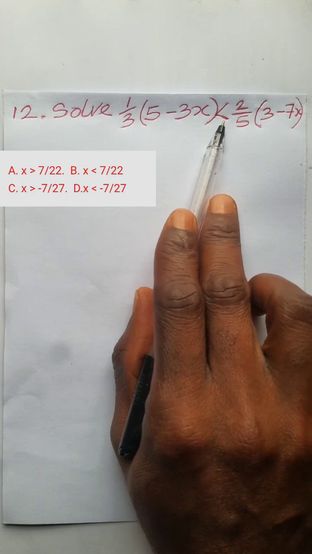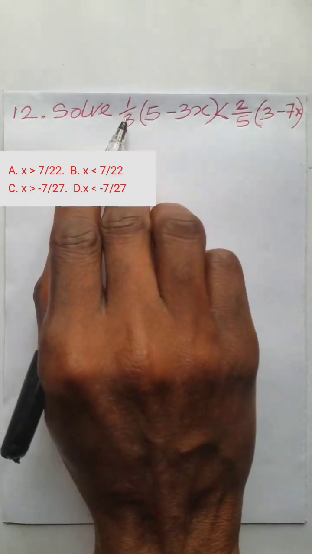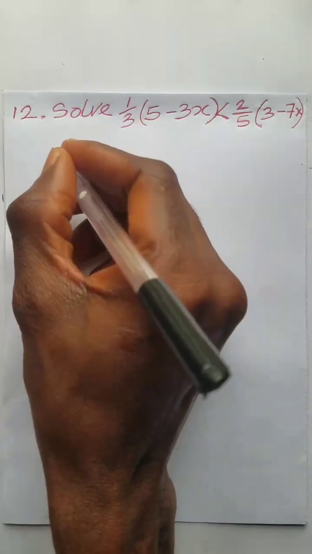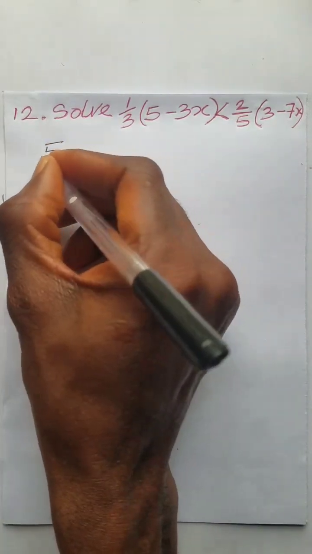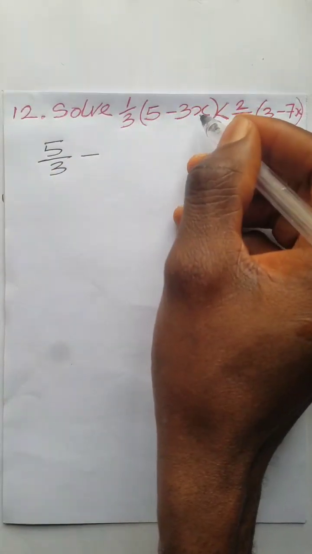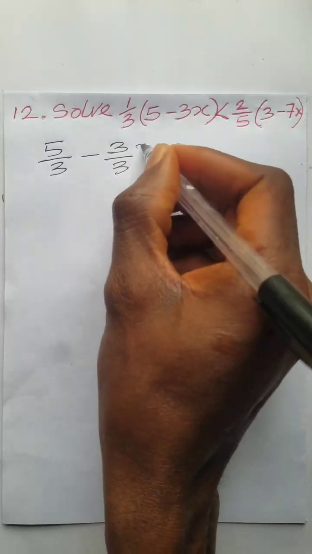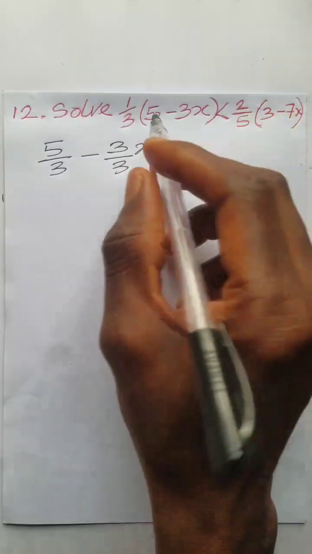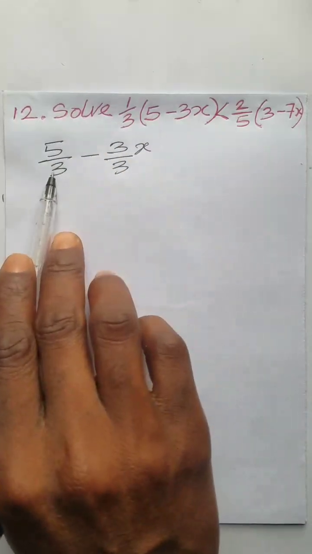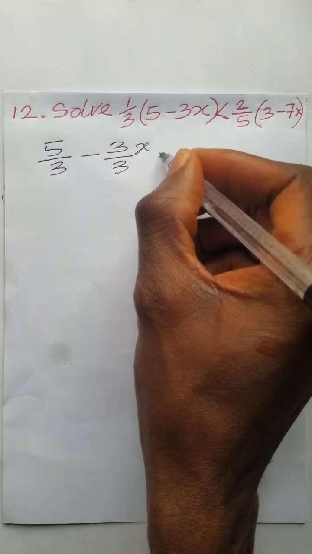So right now, the first thing we should do is open up this bracket. So we are going to use this and multiply this, and then use this and multiply this. So that becomes 5 over 3 minus 1 over 3 times 3x is what? 3 over 3x. I hope you understand. I use 1 over 3 to multiply 5. 5 stays on top over 3. The same thing is done here. Now that bracket is out.